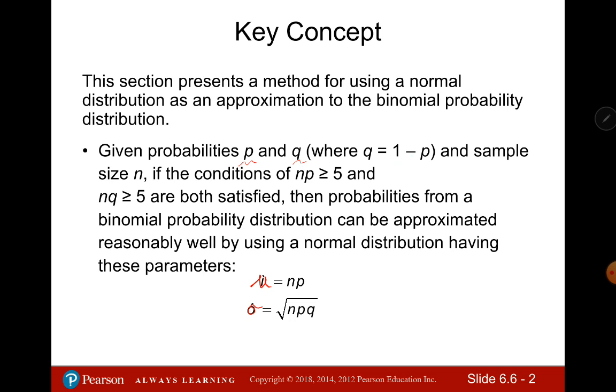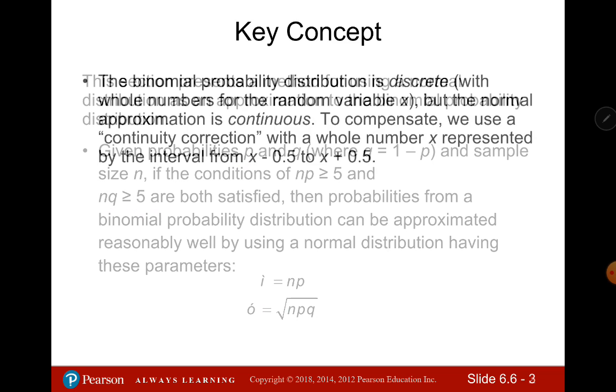We also need to know the requirement for the binomial distribution: both np and nq should be greater than or equal to 5. This is also the requirement here. And we know the special formulas for the binomial distribution to get the parameters mu and sigma: mu equals np, and sigma equals the square root of npq. This is just a quick review of the binomial distribution.